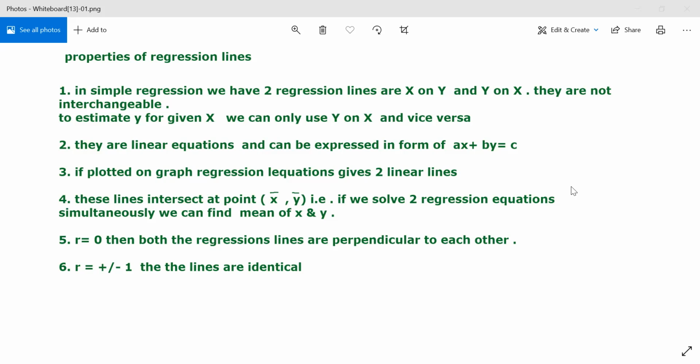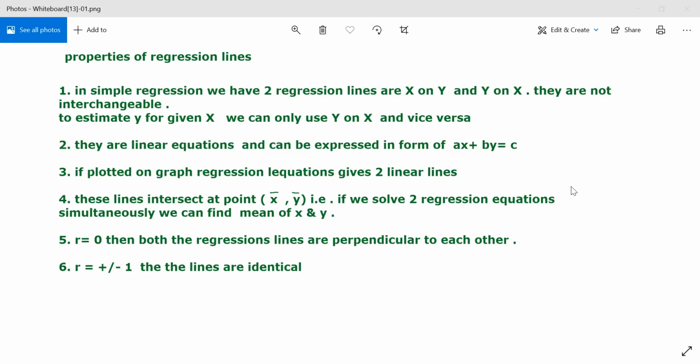If plotted on a graph, the regression equations give us two linear regression lines, and these two lines intersect each other. If we solve these two lines simultaneously, they intersect at the point bar x, bar y, so we will get the mean of x and y. So two regression lines intersect at the point bar x, bar y.